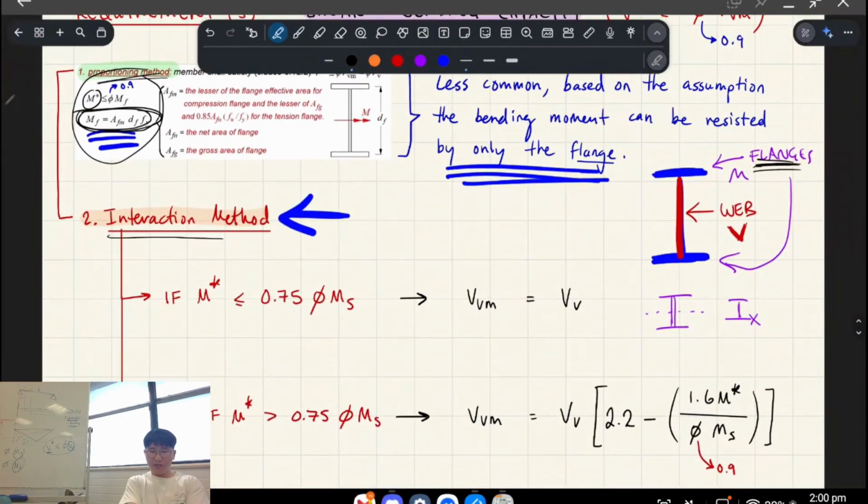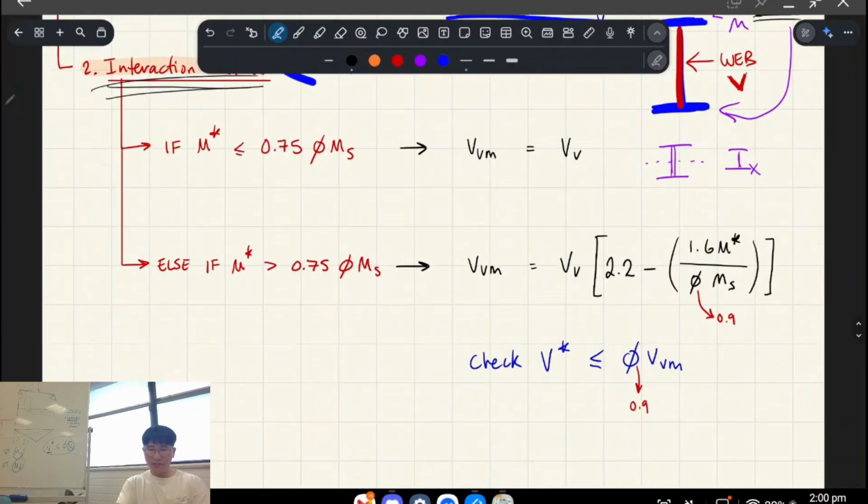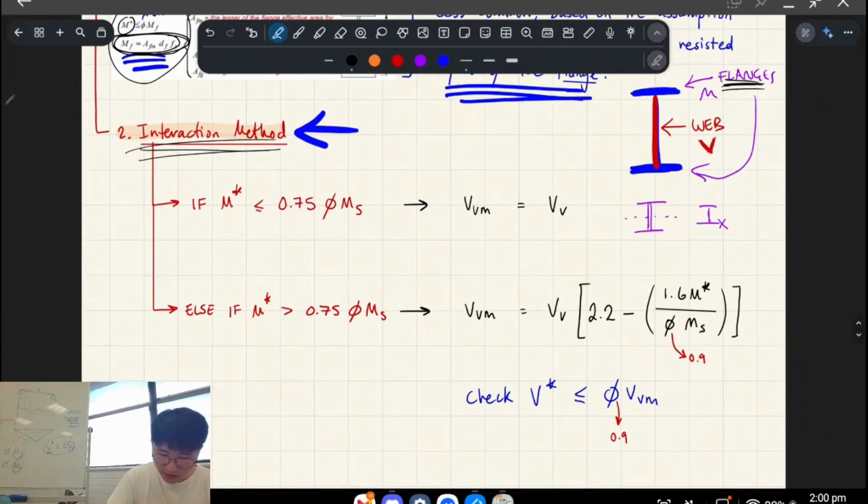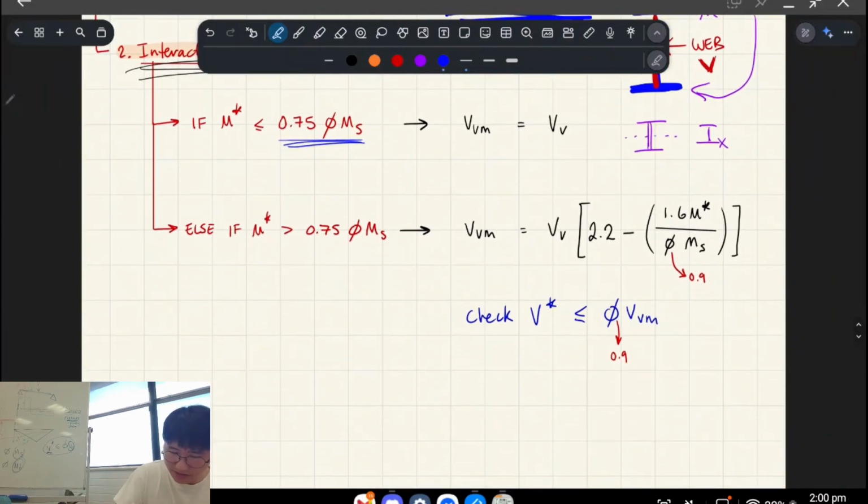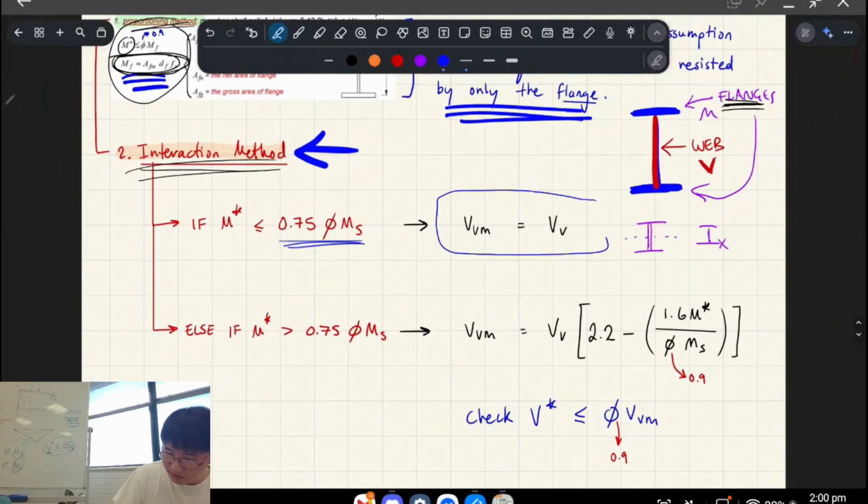But the interaction method is a little bit different, okay? So if M star is less than or equal to 0.5 Ms, okay? I'll tell you what that means in a second. Then this means shear. So V stands for shear.